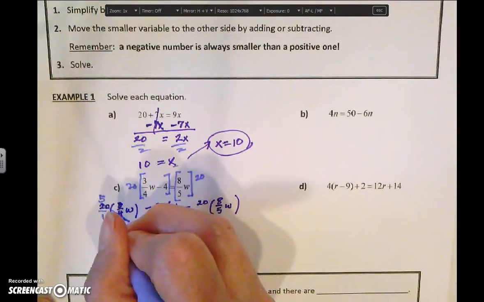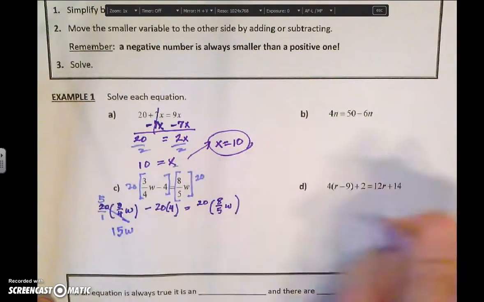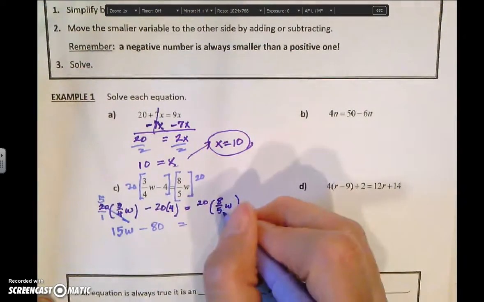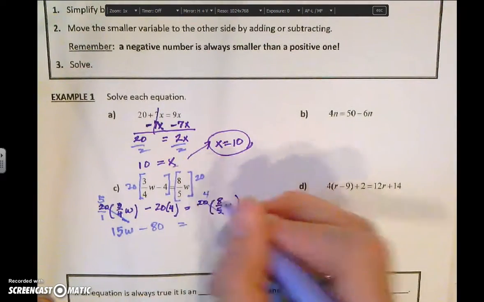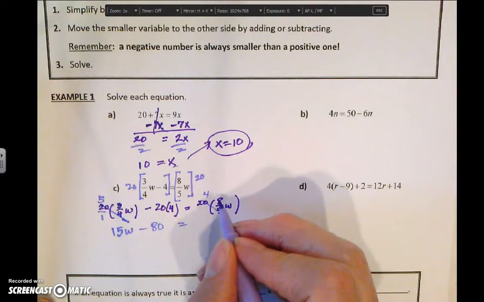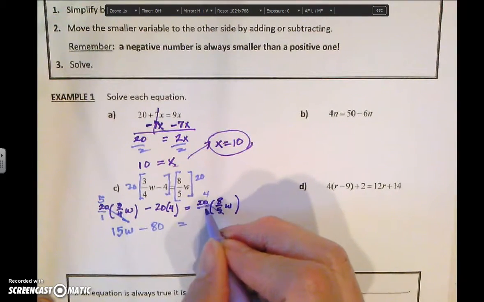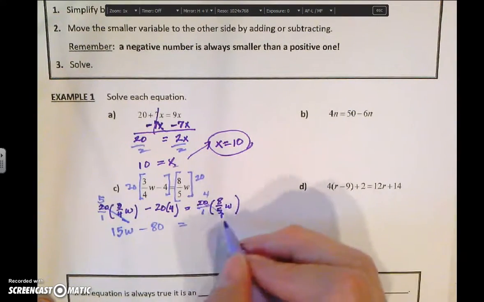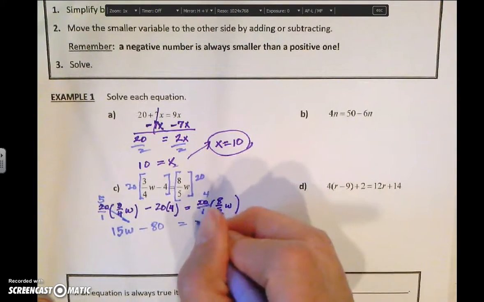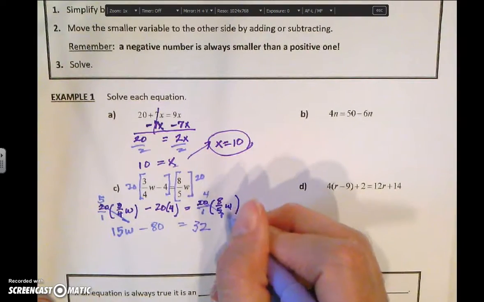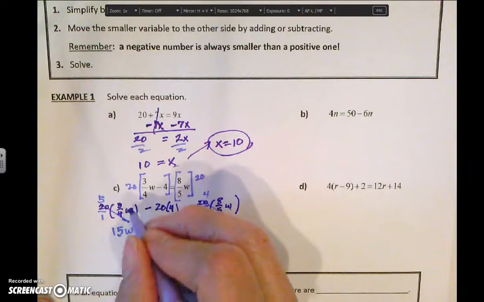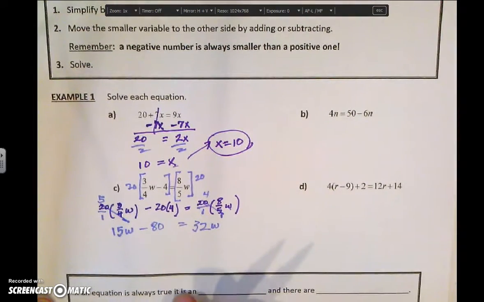So that's 15 over 1, which is going to be 15w minus 80 is equal to, again here, canceling, I'm going to get a 4. So I get 4 times 8 is 32, and 1 times 5, there's actually a 1 there now, is 1. So 32 over 1 is 32. So 32, and there's that w here. That same thing was true right there. You've got to make sure that you keep the variable that went with it if there was one.